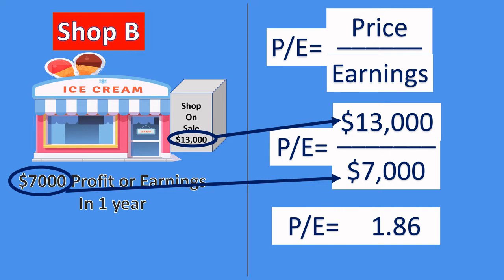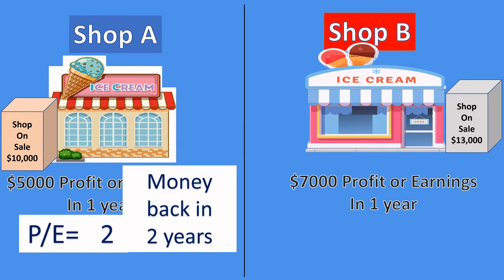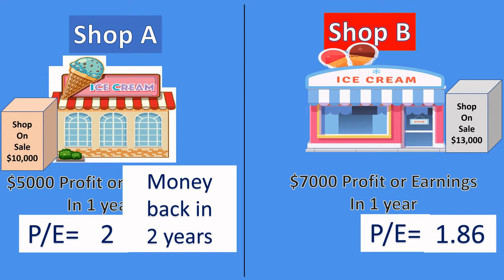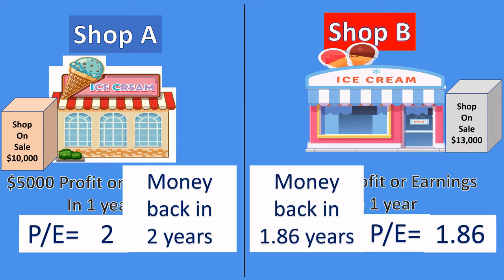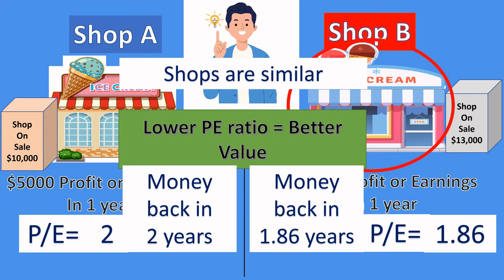So what does it mean to have a PE ratio of 2 for shop A? It means that if the shop continues to get the same result, Sam would get his money back in 2 years' time. So in 2 years, Sam would have earned $10,000 and he would own ice cream shop A. A PE ratio of 1.86 for shop B would mean that Sam would get his money back in 1.86 years. So, if these shops continue to perform the way they did and they are similar, Sam should purchase shop B, which would make his money back faster. When it comes to PE ratio, the lower the PE ratio, the better the value.